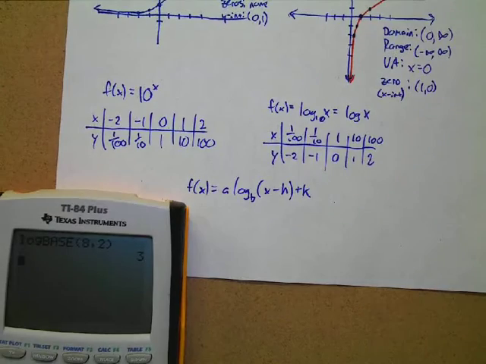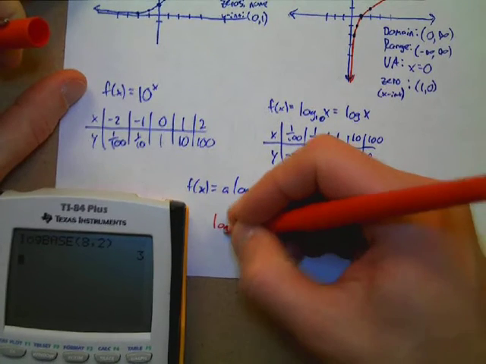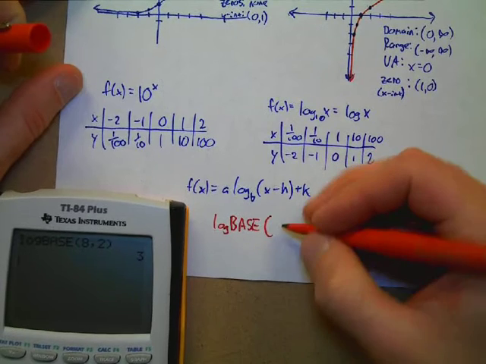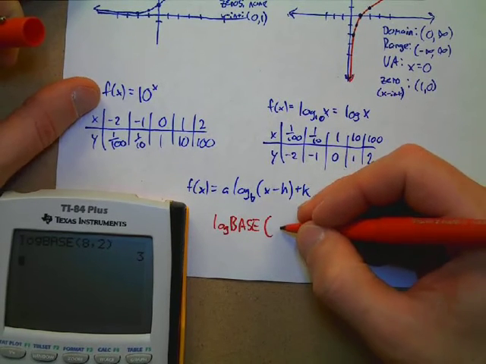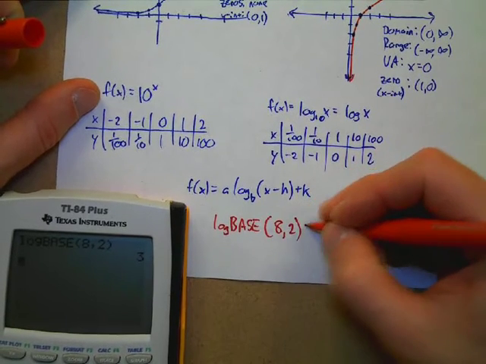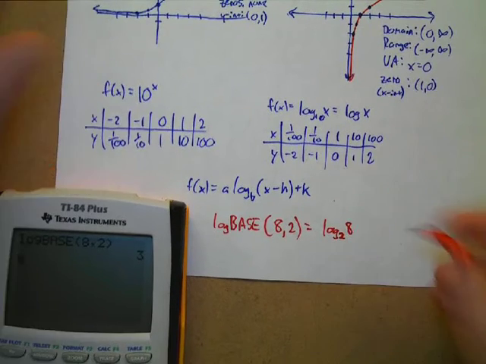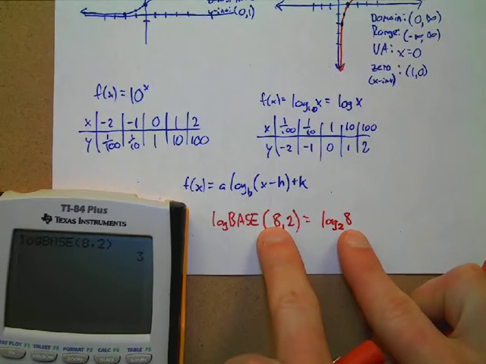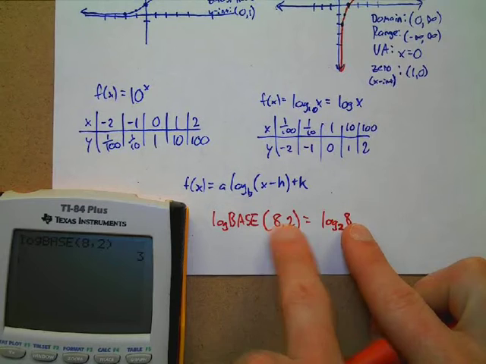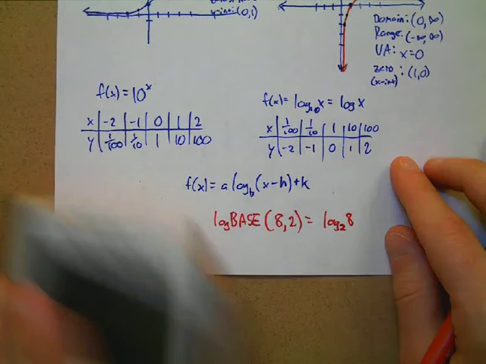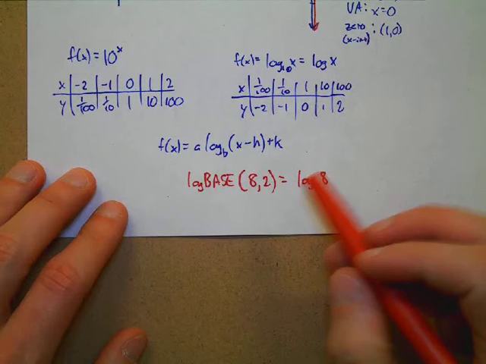In the calculator, you're going to say log base 8, 2 is equal to log base 2 of 8. So the first number in log base is going to be the big one. The second number is the base of your logarithm. I think that's kind of weird that they did it out of order like that, but I guess it makes sense. So please make sure of this if you're going to use your calculator.